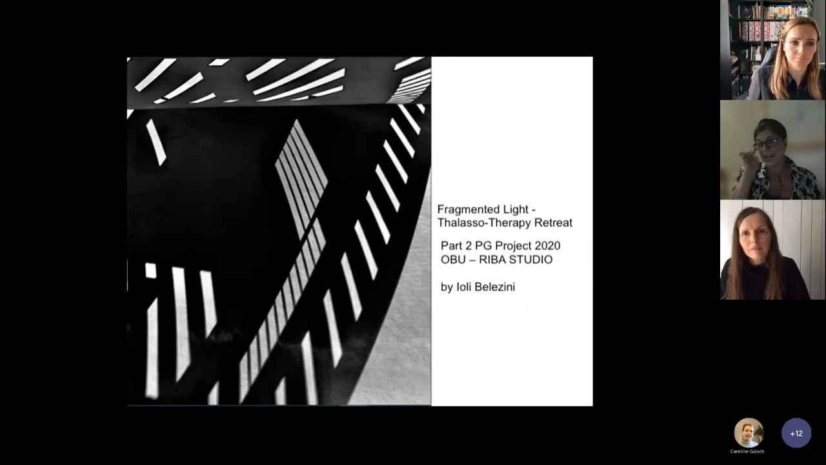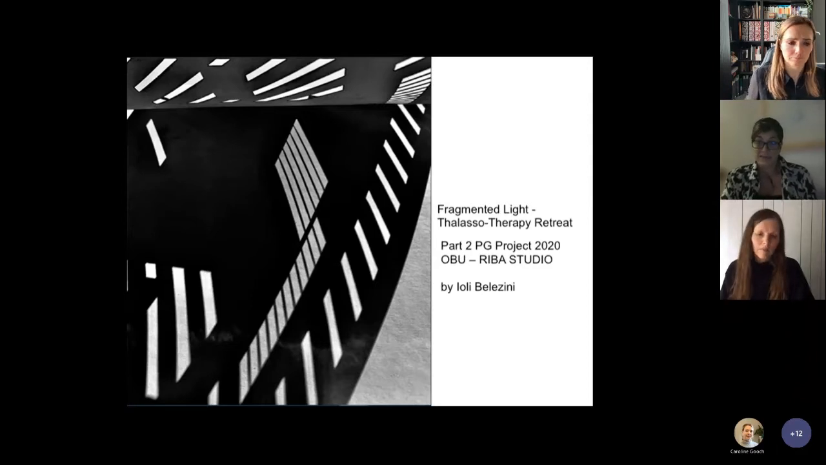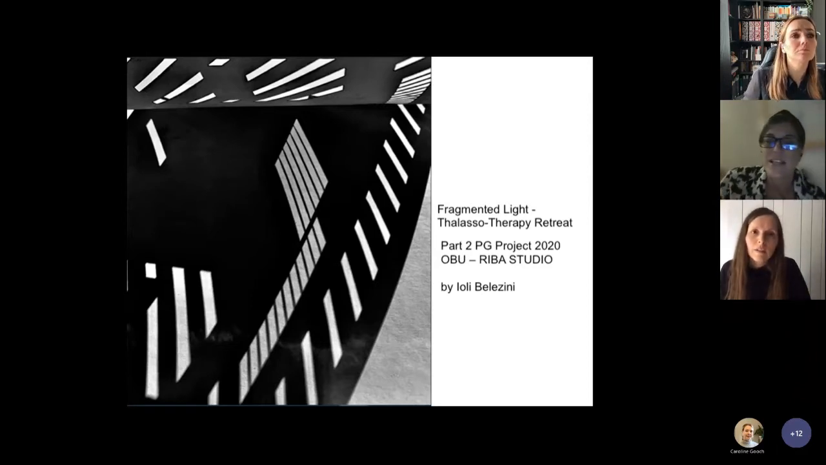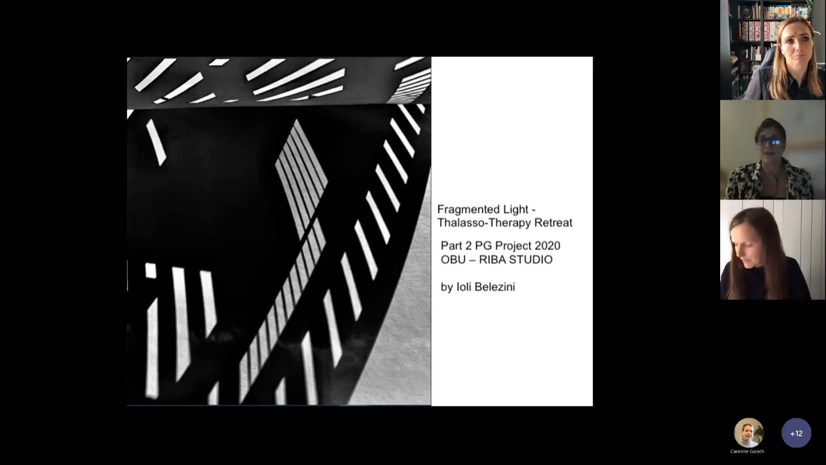It's an RIBA Studio project by Ioli Bellagini. She was an RIBA Studio student that completed her part 2 in 2020, and she's gone through an incredible amount of work with this project, and I've just chosen some key images just to try and give an example of seeing this initial observation that the student made develop through the entire scheme.